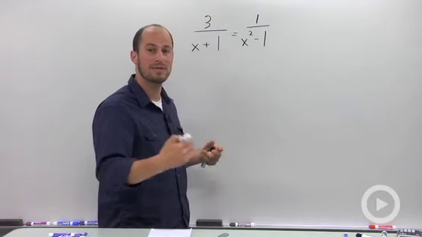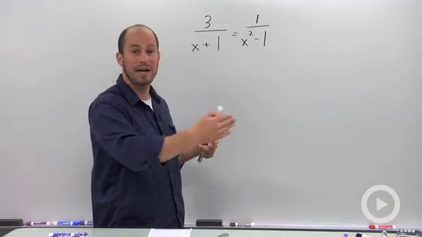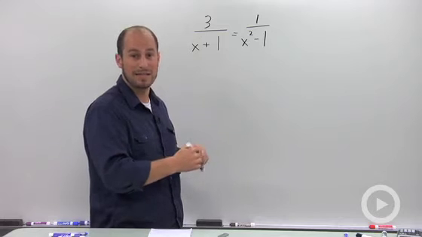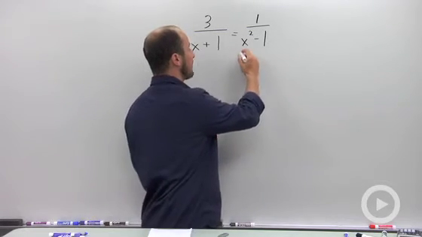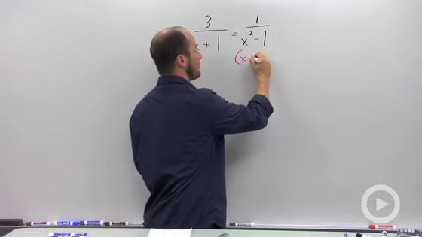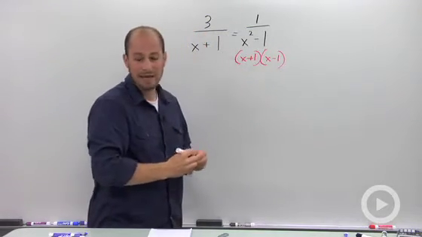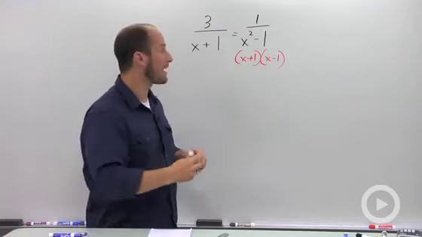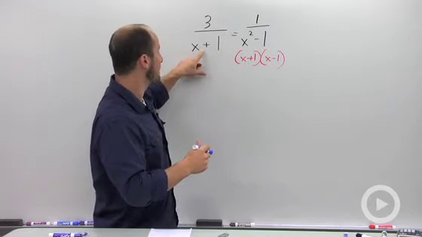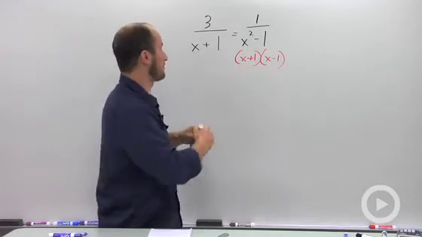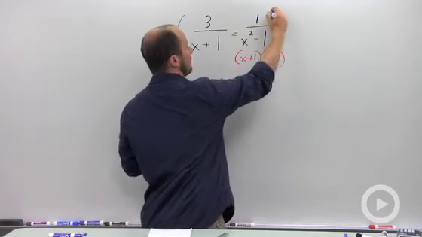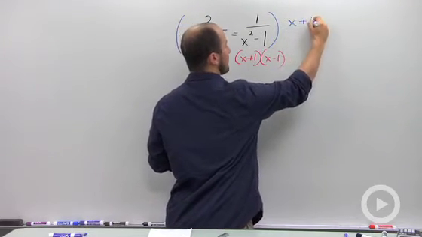Okay, so the first thing we want to do when we're dealing with that is to factor all our denominators so we can find what our least common denominator is. So we factor this out. This is x plus 1, x minus 1. And then we multiply both sides by the least common denominator. The least common denominator in this case is x plus 1 times x minus 1. Okay, so multiply everything by this.